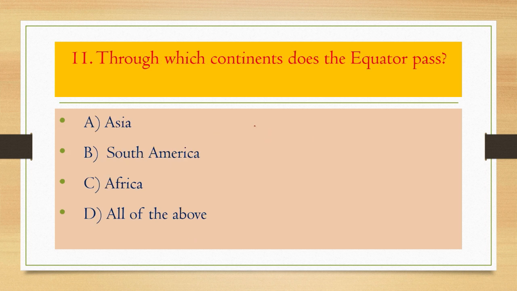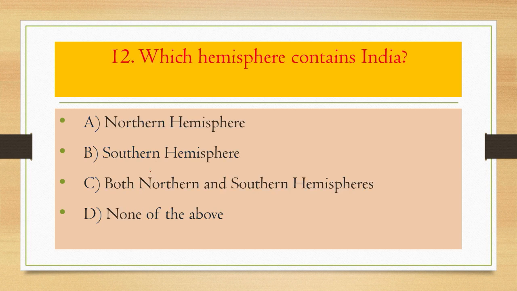11th one. Through which continents does the equator pass? Asia, South America, Africa, all of the above. The correct answer is all of the above. The equator passes through Asia, South America and Africa. Through these three continents it passes.